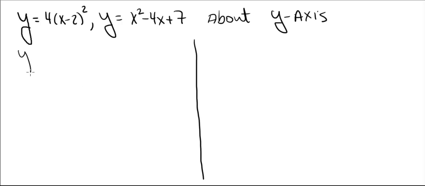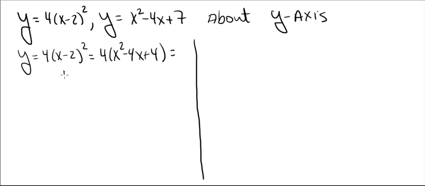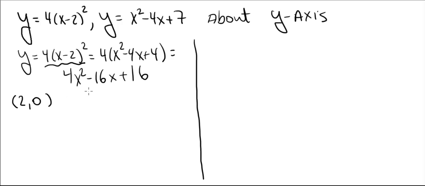The first parabola is 4 times (x minus 2) squared. We can write this as 4 times (x squared minus 4x plus 4), or 4x squared minus 16x plus 16. The vertex of this parabola is found from this form. It is the point (2, 0). When x equals 2, y is 0, and we cannot get any y coordinate lower than that. The y-intercept is obtained by plugging in 0 for x, so it is the point (0, 16).